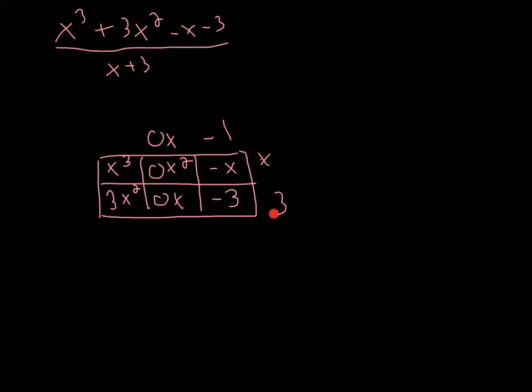Looking outward, we have 3 times something gives us 3x squared. Okay, 3 times something. And that is just going to be x squared. Okay, and you'll notice as we multiply our x squared times our x, we do end up with our x cubed. So that means we did it correctly. So our final answer is x squared minus 1. Notice we don't need to put the 0x in there in this case.